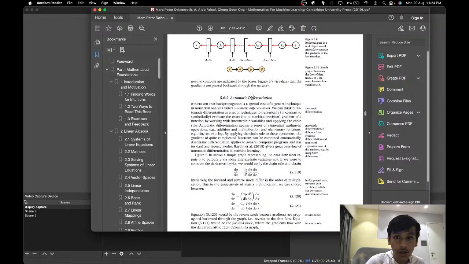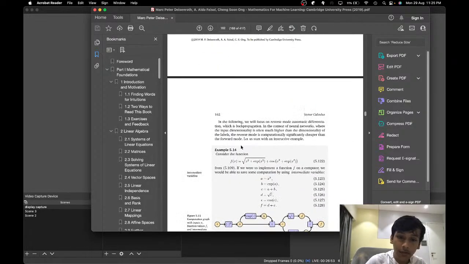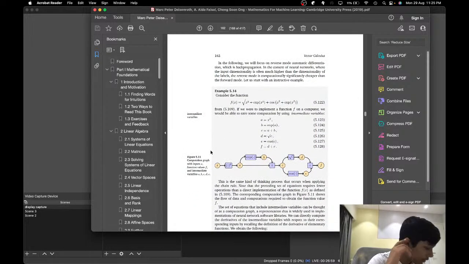Automatic differentiation. There it is. So I am on this one. Consider the function. You guys can read through if you want. We have a function: root of x squared plus exponential of x squared plus cosine of x squared plus exponential of x squared, from 5.109. Oh, it's the same thing.